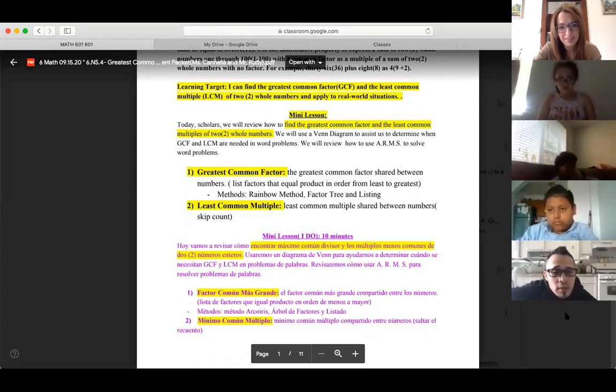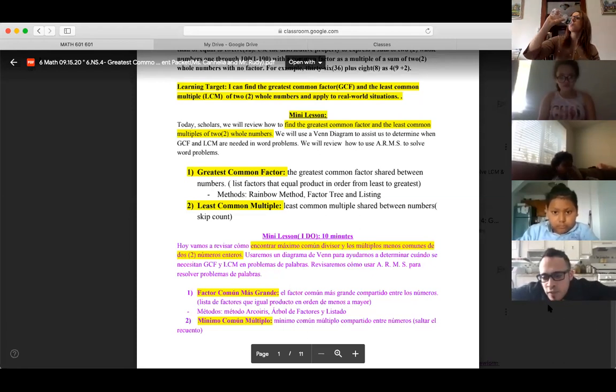Okay. The greatest common factor is shared between numbers. List factors and equal products in order from least to greatest. Methods like rainbow, factor tree, and listing methods are something to remember when you're doing the greatest common factor. The least common multiple is shared between the numbers, using skip counting. So 4, 8, 12, 16, and 2, 4, 6, 8 is another example. But if you scroll down, you will see a little objective of that and how we actually attack it.